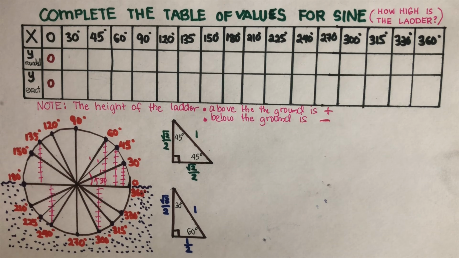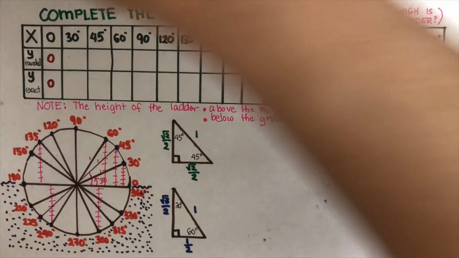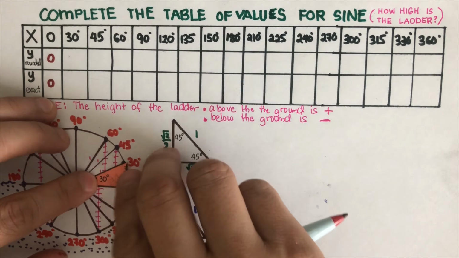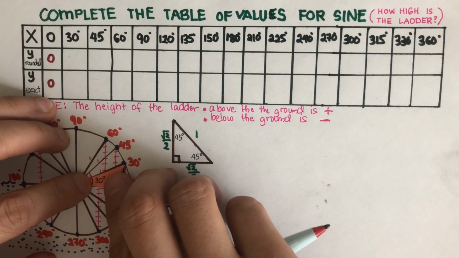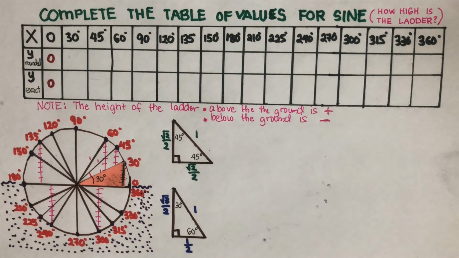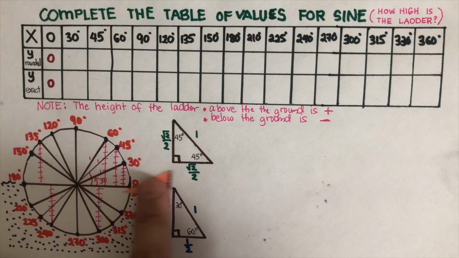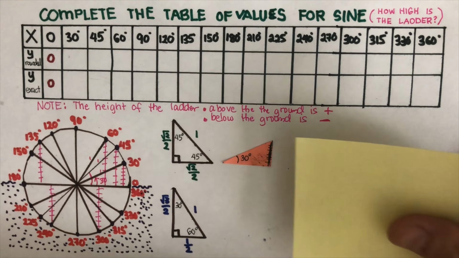Now let's have the 30. I have actually graphed this, and created a triangle that matches the 30 here. Let's say that's the 30 degree angle. There is this ladder here, and we need to determine how high this ladder is. So I'll put that over here and we will solve for it.